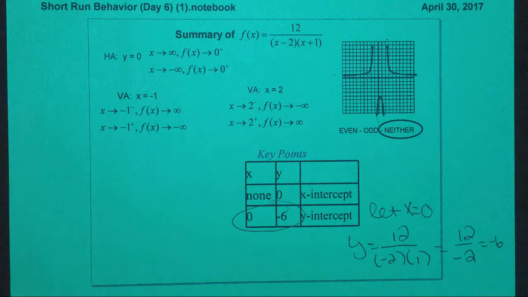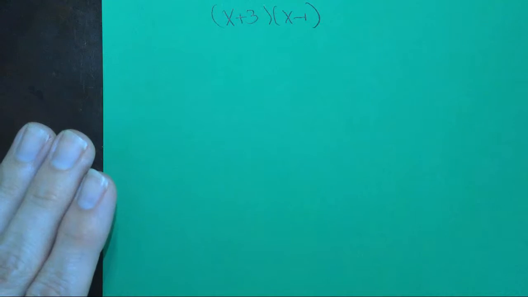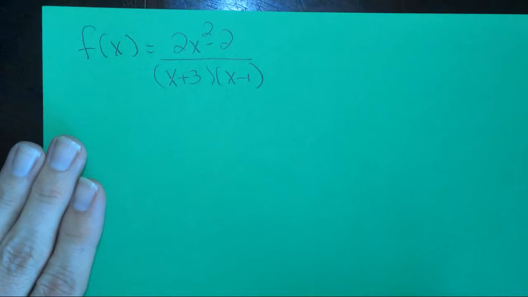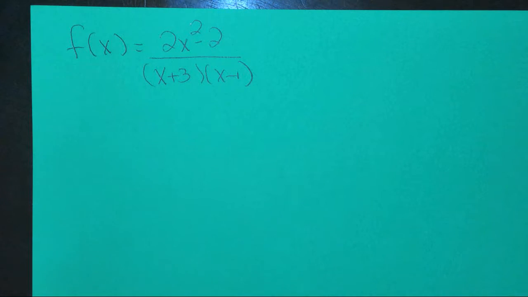Okay, let's pause that for a second. All right, well, the next problem we're going to look at, we're going to do the whole thing: 2x squared minus 2 over (x plus 3) times (x minus 1).